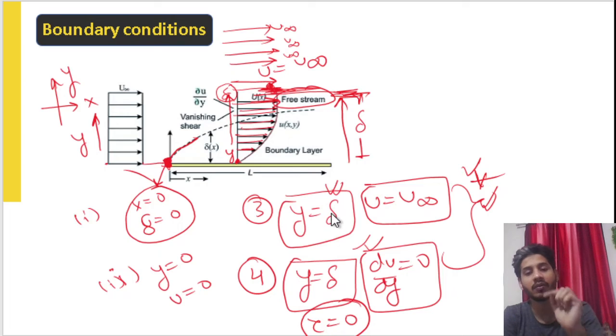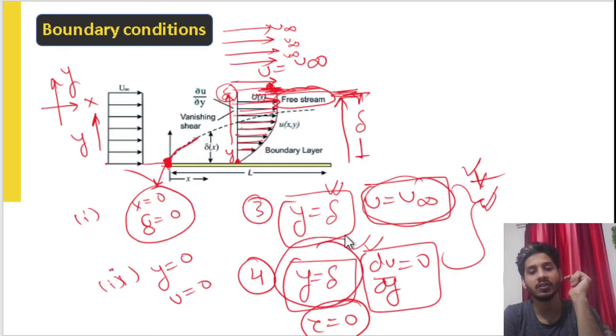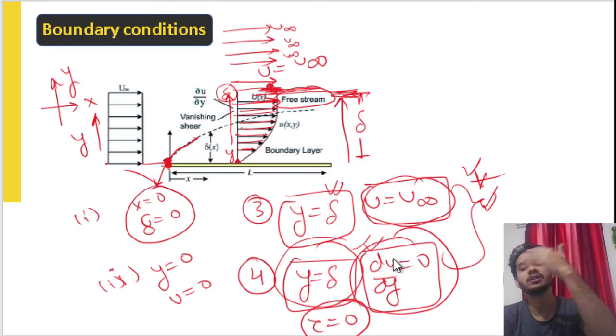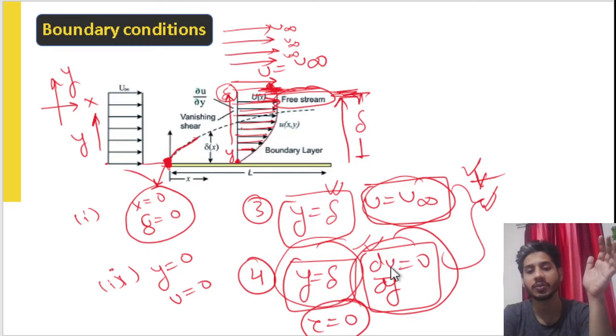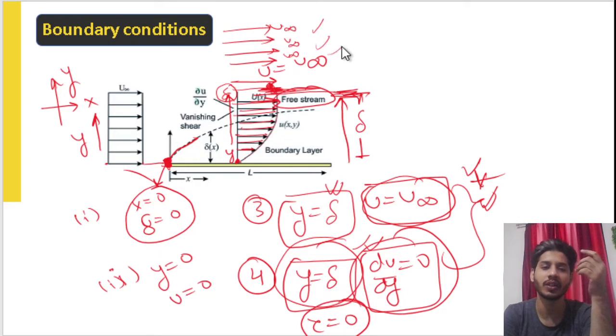At y equal to del, once the value of y reaches del, the velocity reaches the free stream velocity. As y reaches the value of del, that is the boundary layer thickness, du by dy is 0. Why? Because outside this, there is no change in velocity with respect to this distance. There is a free stream velocity above the boundary layer, and the shear stress is also 0. I hope this is clear.